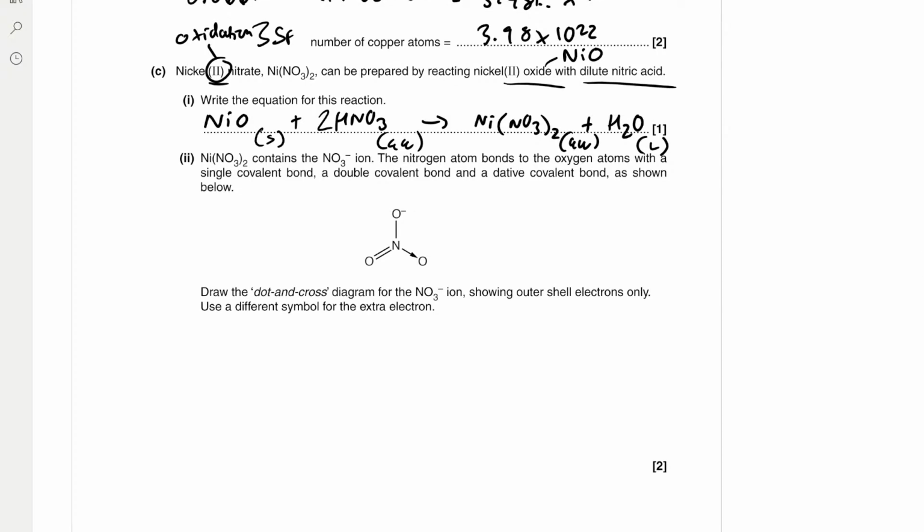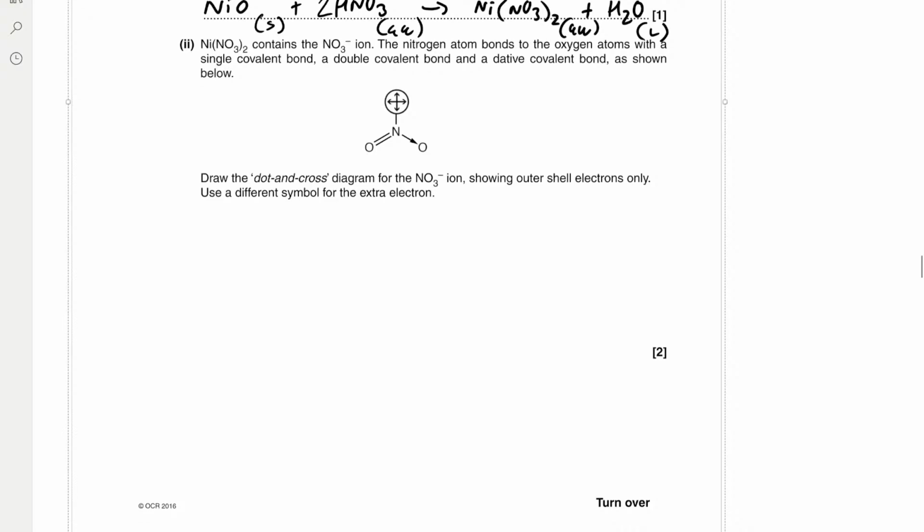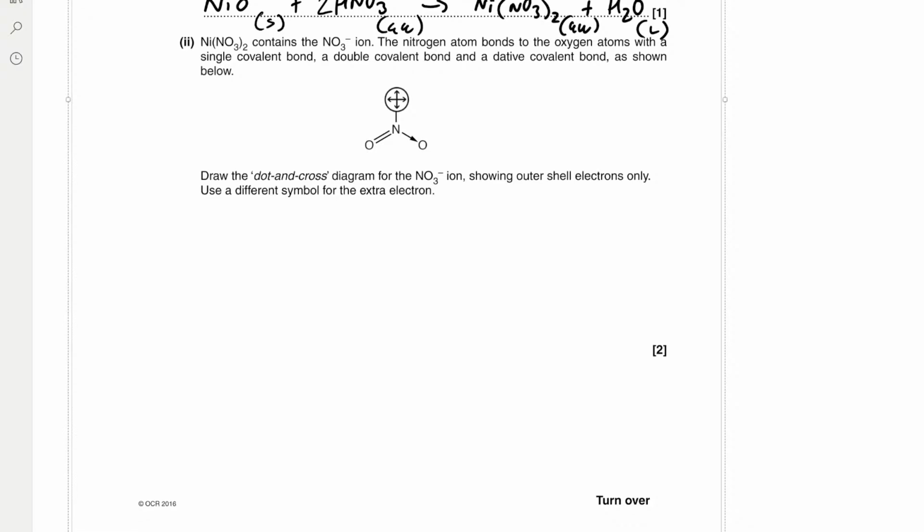Ni(NO3)2 contains the NO3- ion, which they often like to test. The nitrogen atom bonds to the oxygen atoms with a single covalent bond, a double covalent bond, and a dative covalent bond. So you can see the dative bond here, the single bond here, and the double bond here, as shown below. Draw the dot and cross diagram for the NO3- ion. So they've literally told you how to do it. All you have to do is put it into the correct format, showing outer shell electrons only. Use a different symbol for the extra electron. So our extra electron is the one that gives this oxygen a negative charge.